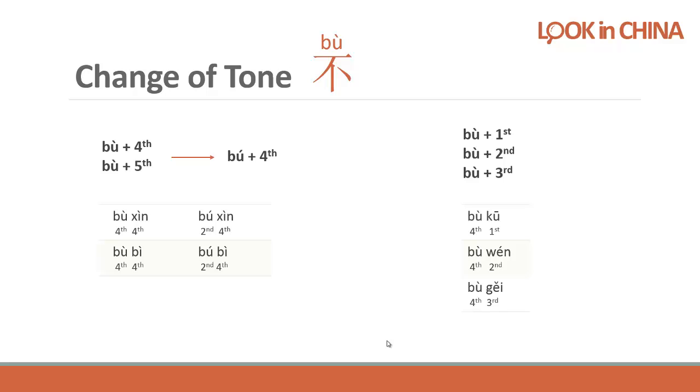And just like yi, when you're writing out the pinyin for bu, you need to write the changed tone. So you would write the second column instead of the first column.